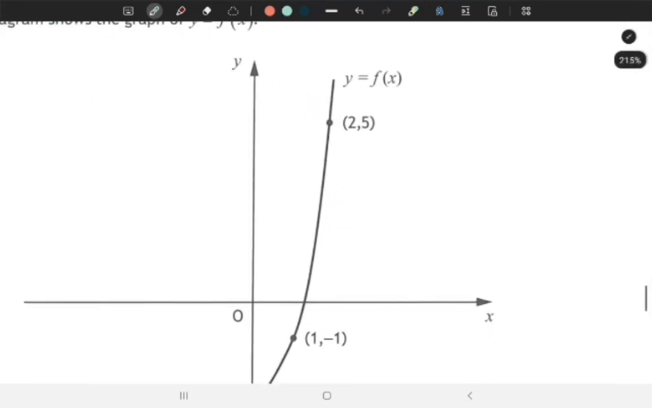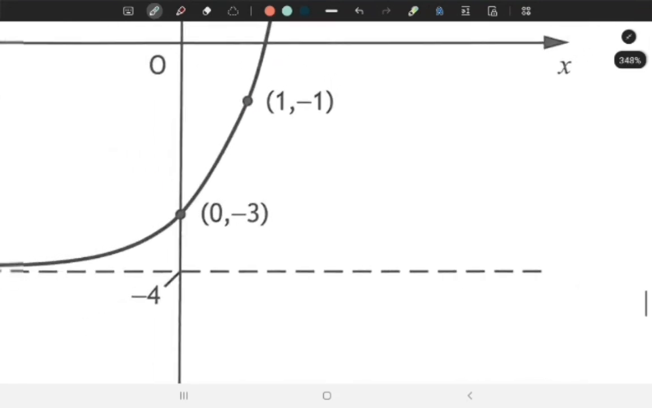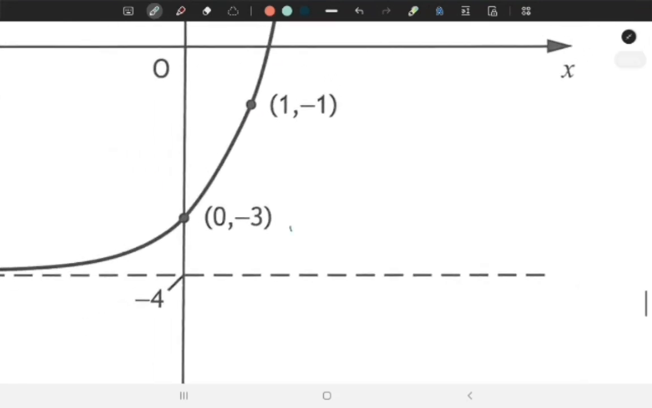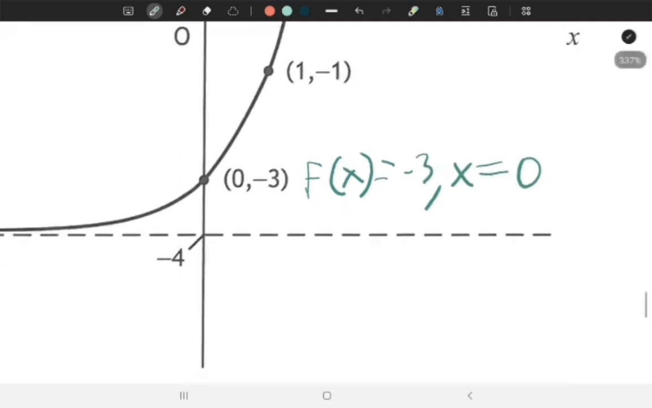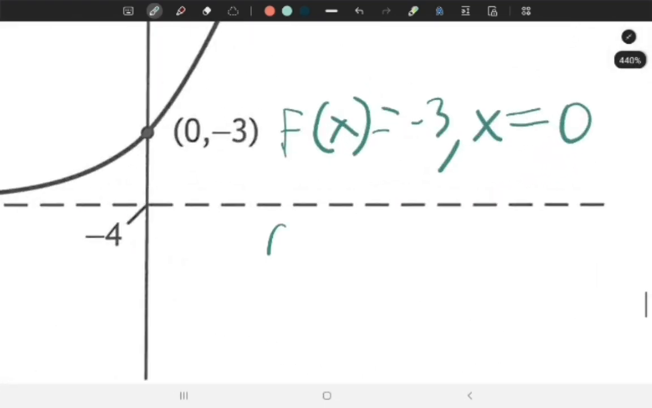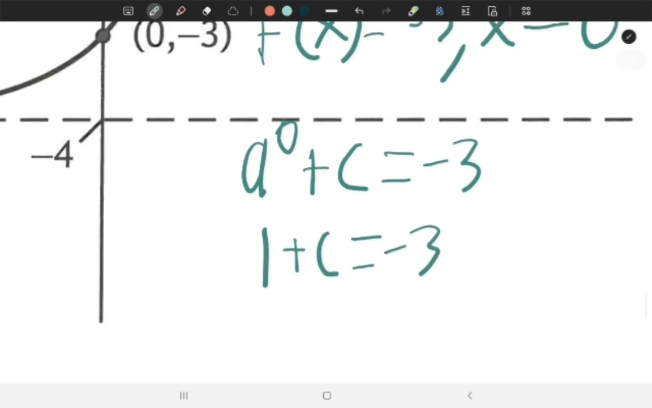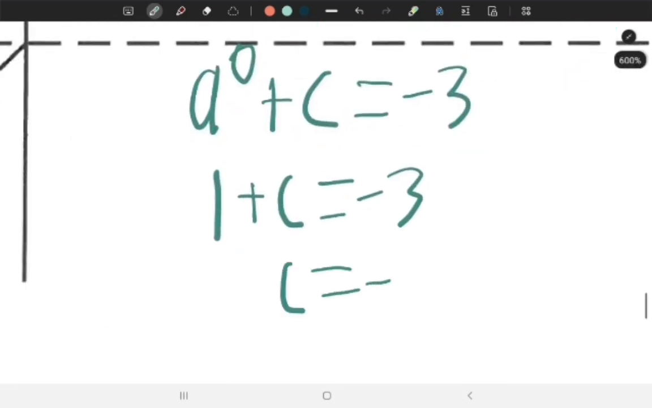Therefore, if we use the 3 points here to calculate, let's use this point here. That means the function of x is equal to -3 when x is equal to 0. So by using the same logic, a to the 0 plus a constant c is equal to -3, and anything to the power of 0 is 1, plus c is equal to -3. Therefore, c is equal to -4.